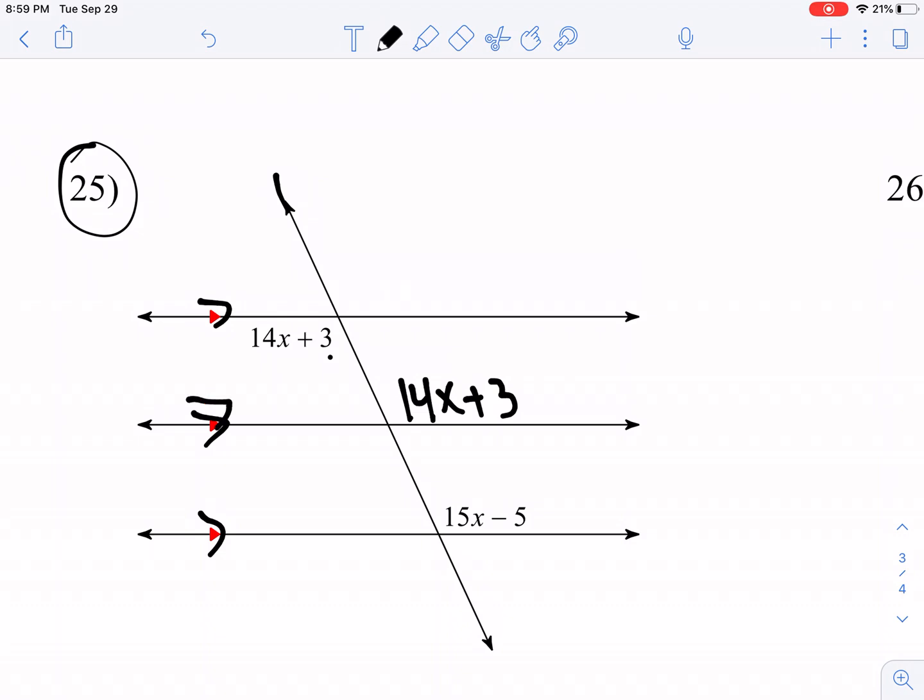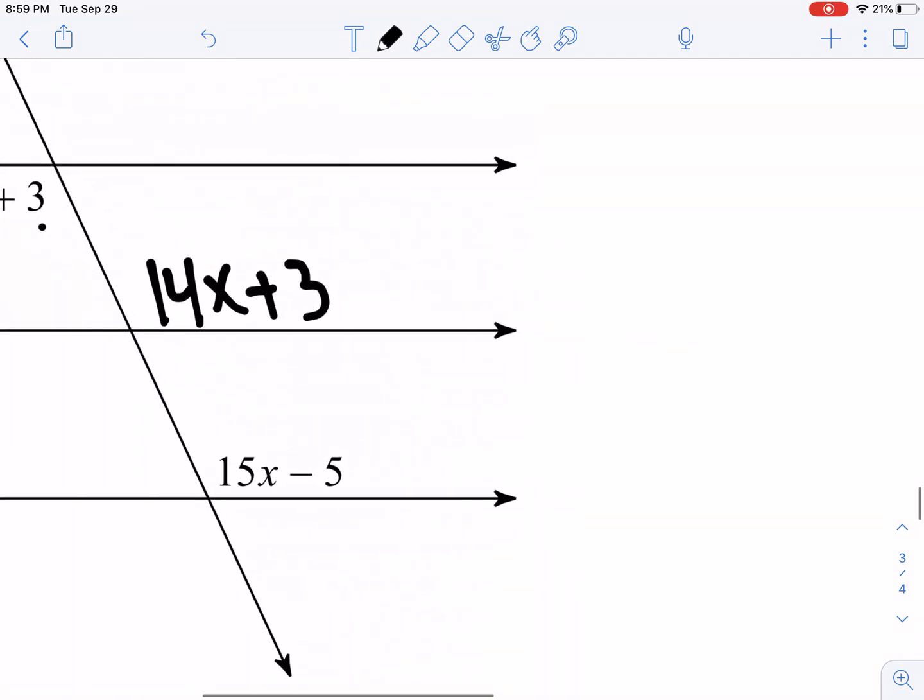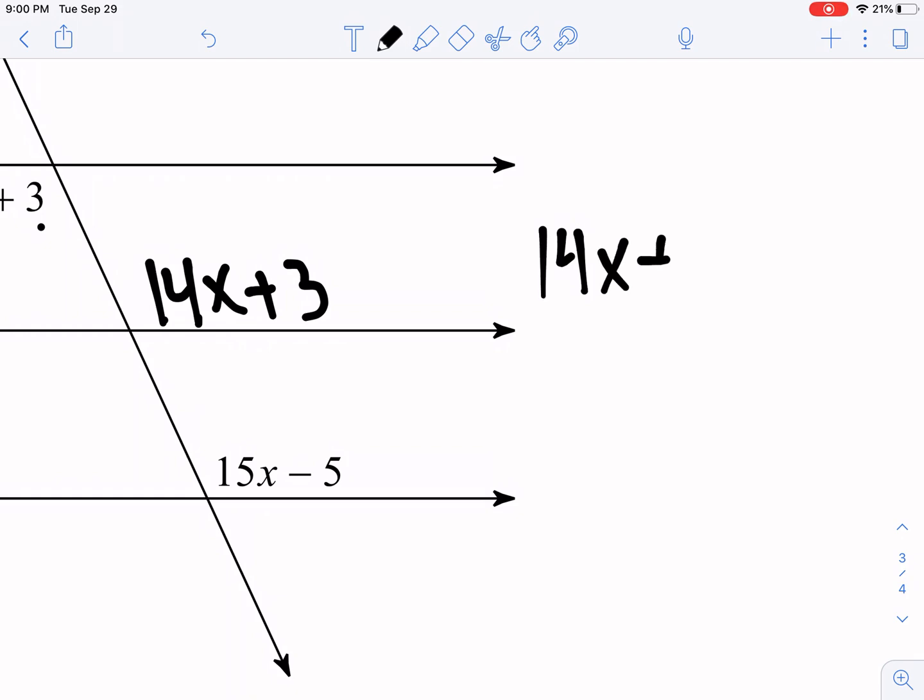Well, notice this is parallel to this. This is on the same side of this transversal. What do we call these guys? Those guys are corresponding angles. What do we know about corresponding angles? They're also equal. So now if we want to find x, we know that this guy equals this guy. What can I do with those two? Set them equal to each other. Their measures are equal. We can solve for x.